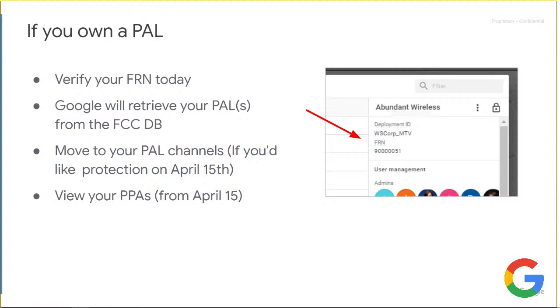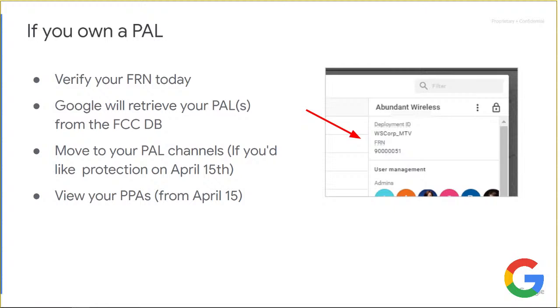When you log into your account in Google SAS and verify your FRN, at that point, as soon as April 15th rolls around, Google's going to use that FRN to retrieve your PALs from the FCC database. And at that point, you move to your PAL channels if you'd like protection as of April 15th. And then after the first CPAS is completed, you'll be able to view your PPAs in the SAS portal. All of that because of the FRN.